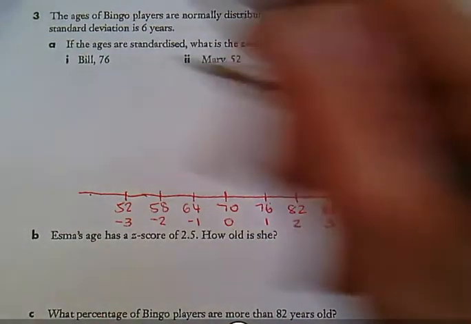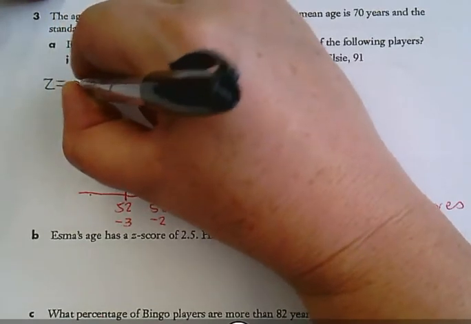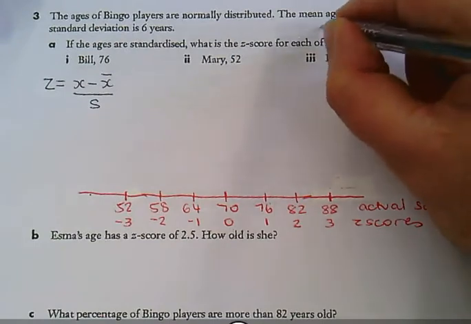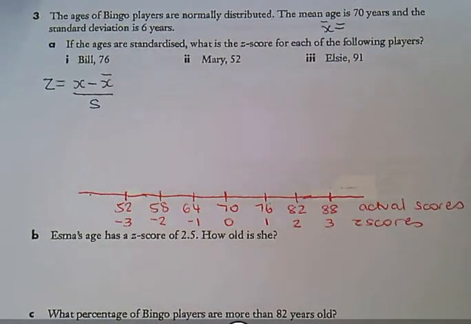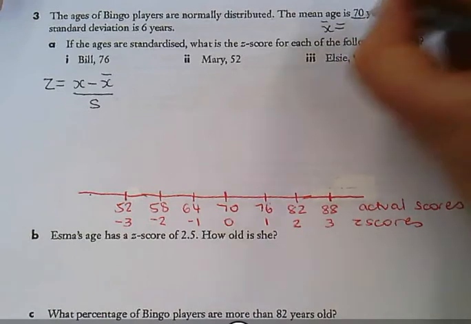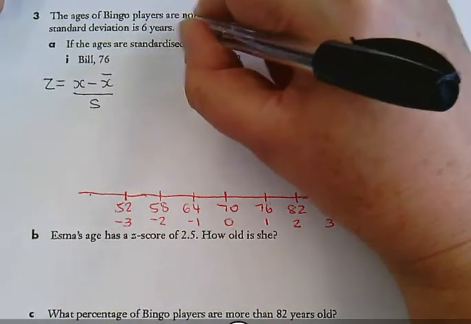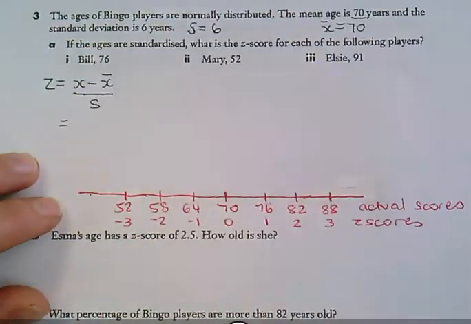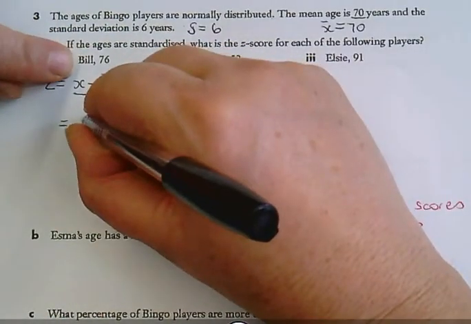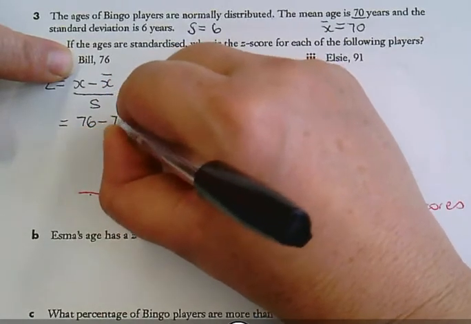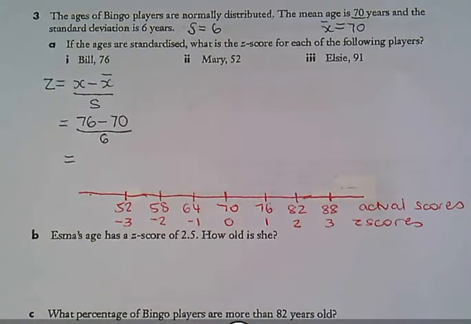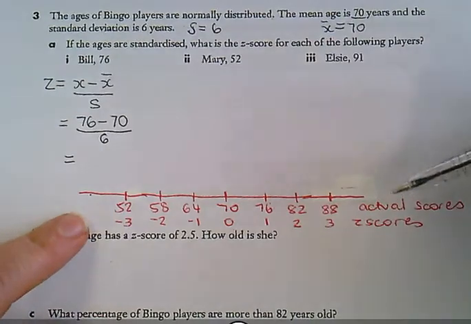1, but let's use the formula. Z-score is X minus X bar over S. Let's look at our question. What's the X bar? That's the mean. What's the mean in our question? And what's the standard deviation? So S, the standard deviation, is 6. Let's substitute into our formula. Z-score is 76 minus the mean, 70, over the standard deviation, 6. What do you get? So I can also use the Z-score formula or the number line.